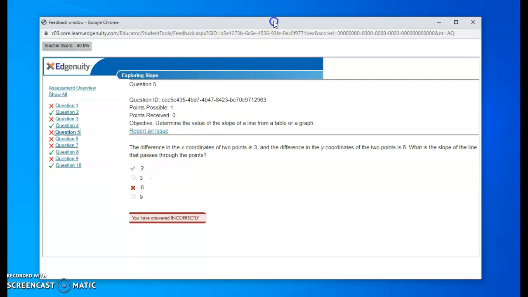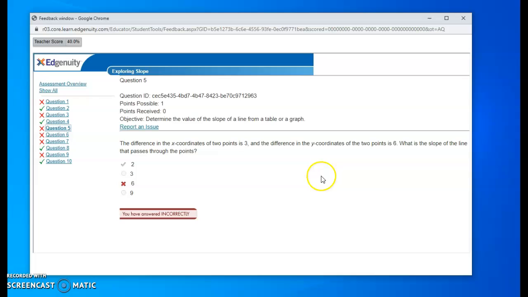Here, it's kind of the same thing, except it's in numbers here, so no graph. It says the difference in the x points is 3, the difference in the y points is 6. What's the slope of the line? So my rise is 6, my run is 3. 6 divided by 3 is 2.